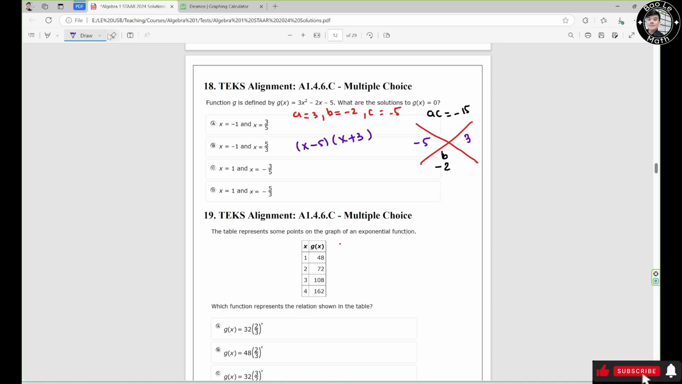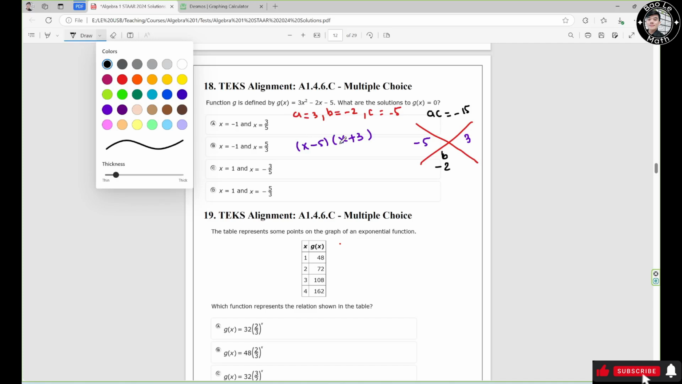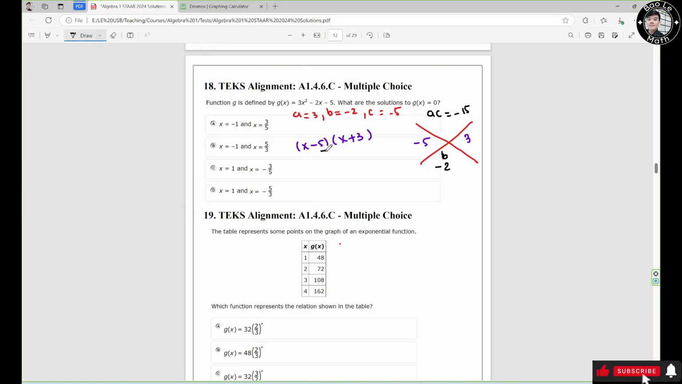Keep in mind, if a equals 1, then you're done, right? But if a in this relation equals 3, you're not done yet, right? So you need to divide the constant right here by 3. Divide this guy by 3, right? Then you're going to multiply this one over here. So it could be 3s minus 5 times s plus 1, since the 3 and 3 cancel out, right? And then you let this equal to 0, because the question asks us to find the solution of g of s equal to 0, right?